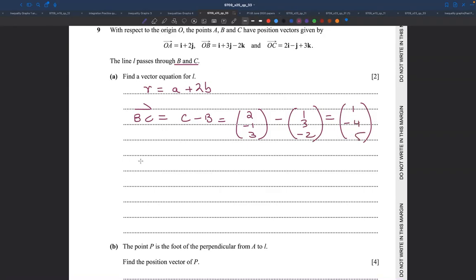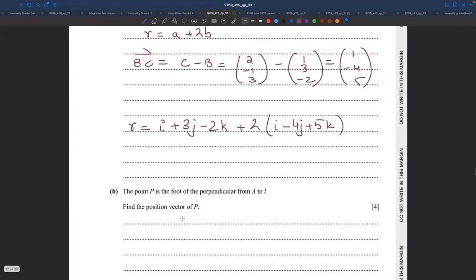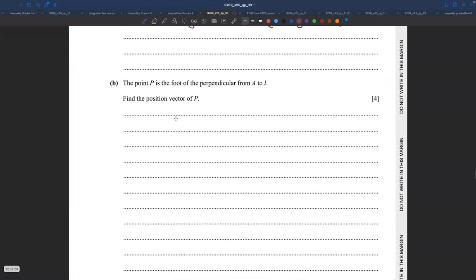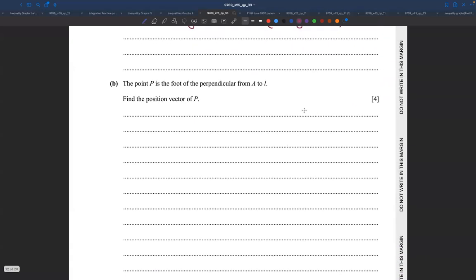So in vector form, you will write your equation as r is equal to, let's take the point B, i plus 3j minus 2k plus lambda into i minus 4j plus 5k. This would be the vector form. Now in part B, it says the point P is the foot of the perpendicular from A to L. So this is the point A. This is the line L over here. And point P is the foot of this perpendicular. So we have to find this point P.